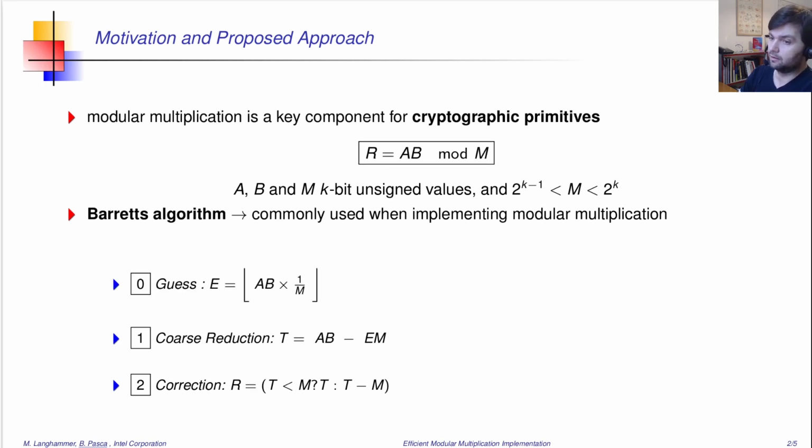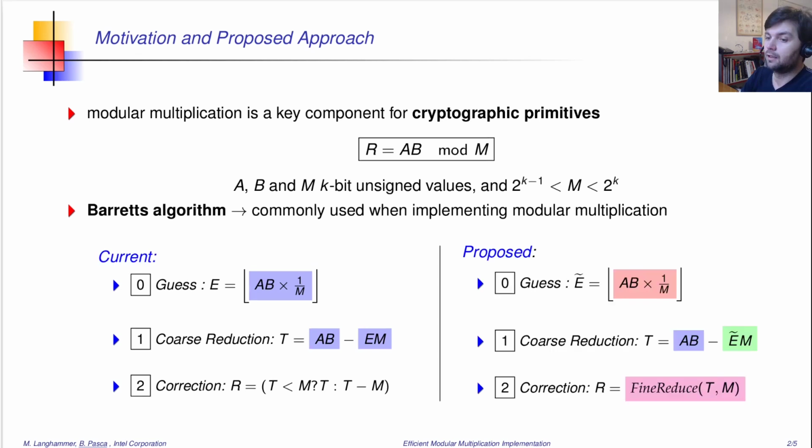The initial guess of how many times M fits into AB is obtained by multiplying AB by the reciprocal of the modulus M, as shown here, and then truncating this result. Barrett's algorithm involves three wide multiplications, shown highlighted here. For the 1000-bit sizes of operands required by current cryptographic primitives, the three multipliers will have a high impact on the resource utilization when implementing this algorithm in an FPGA.